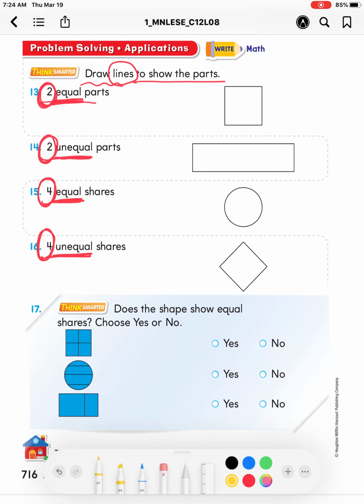Number 13, now question number 13, it says 2 equal parts. And this is a square. We did it already at the beginning of the lesson. We will draw from this vertex to the other one on the opposite side a line. So we will have 2 equal parts, 2 equal triangles.